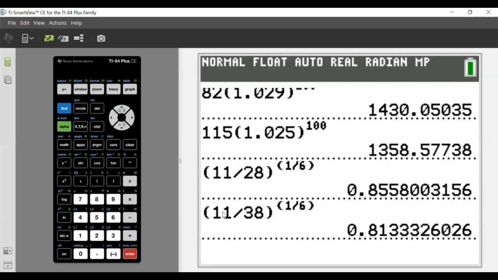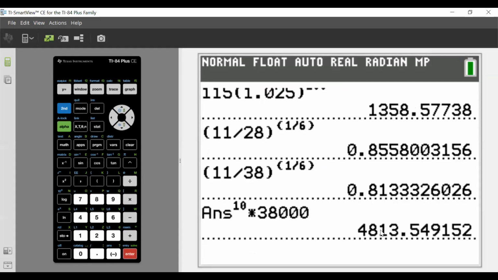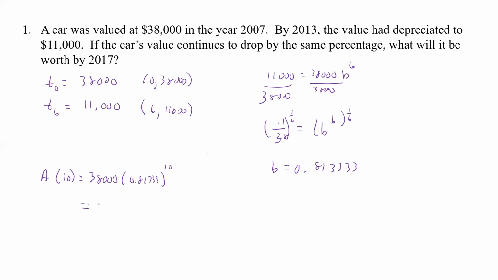So we're going to take that number and raise it to the 10. Then we're going to remember to bring it down, and multiply by that 38,000. And so that's how much it's going to be worth in 10 years based on the model where we found the B and plugged everything back in. So 48, 13, 55. So that's what the car will be worth in 2017 based on the exponential decay model that we found from 2007 to 2013 and then extending on to 2017.